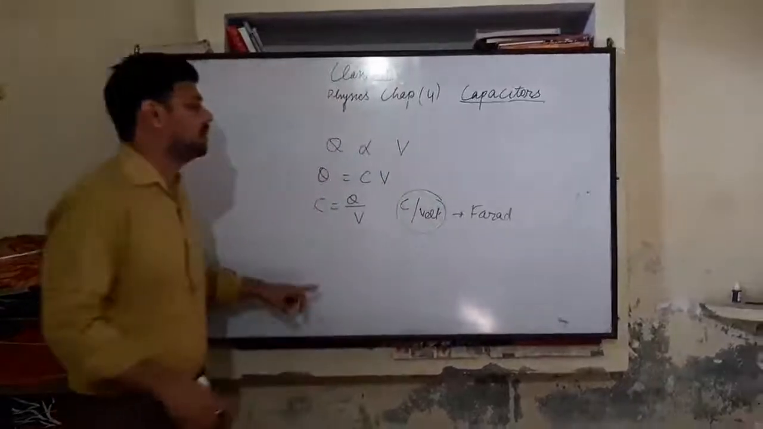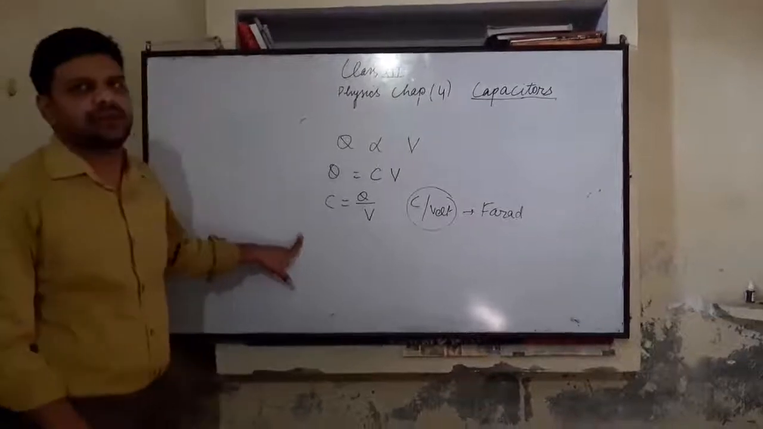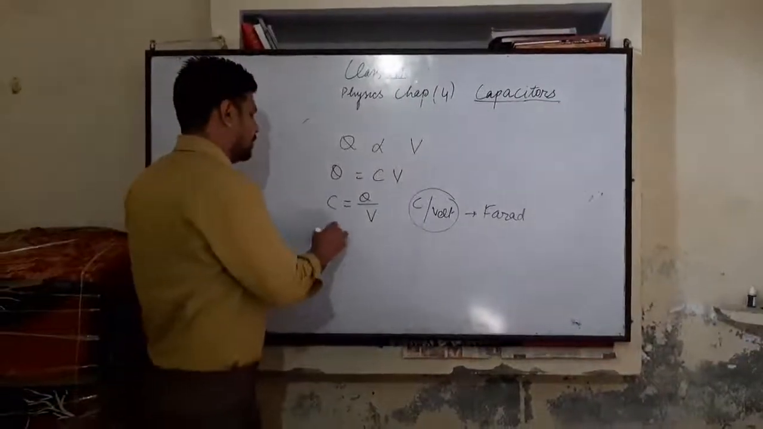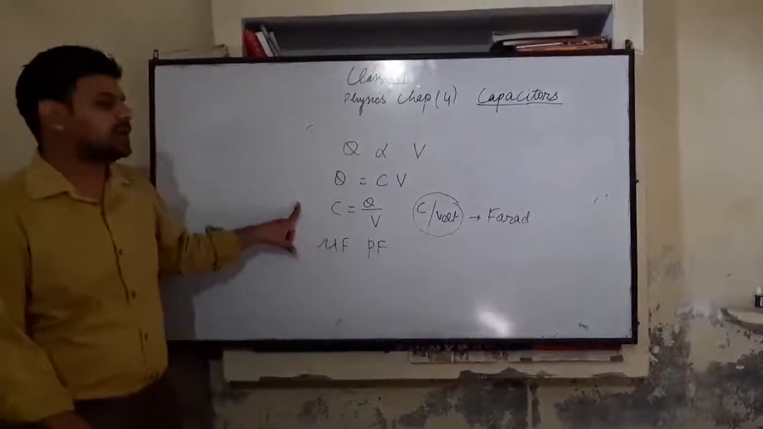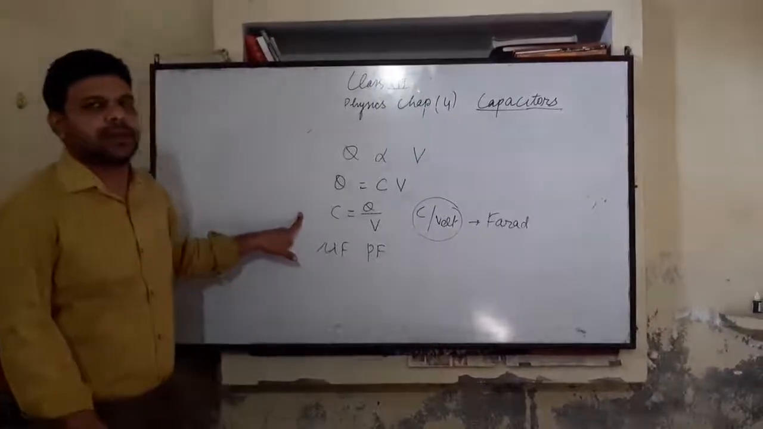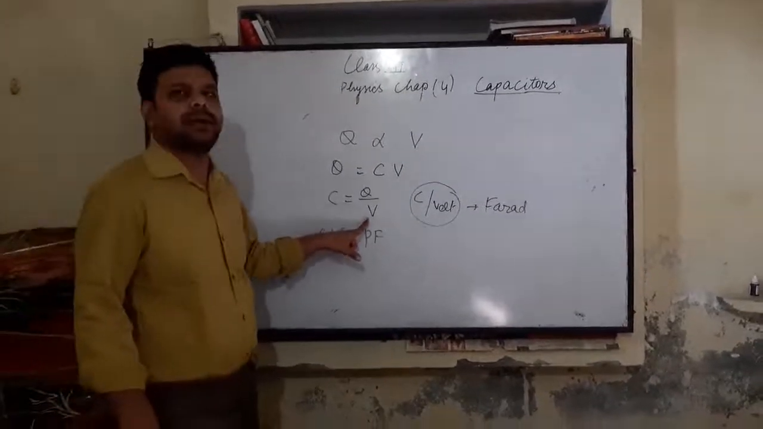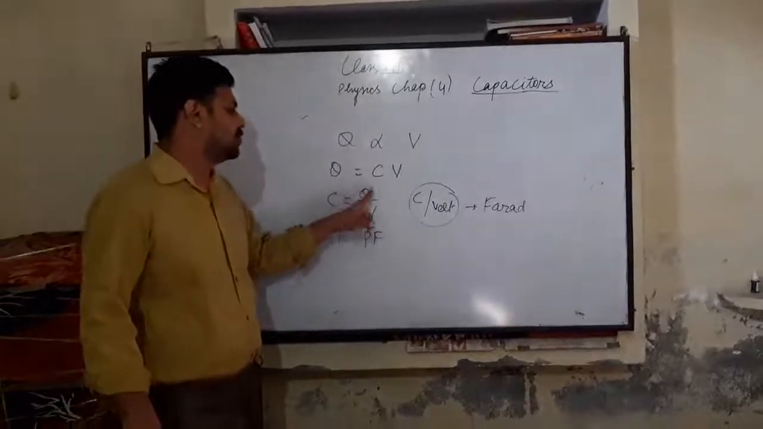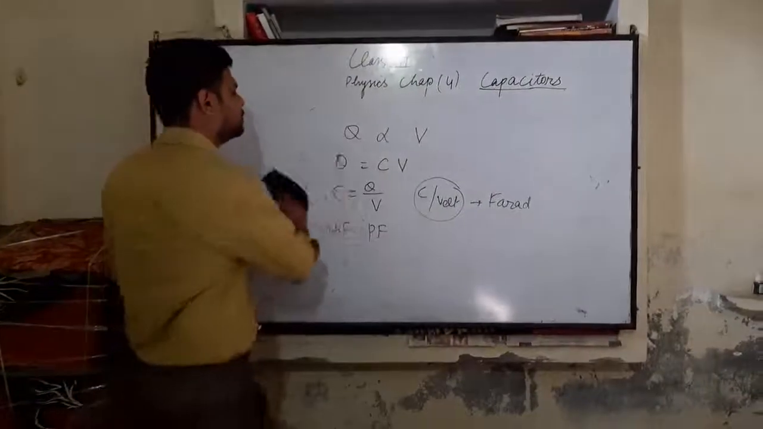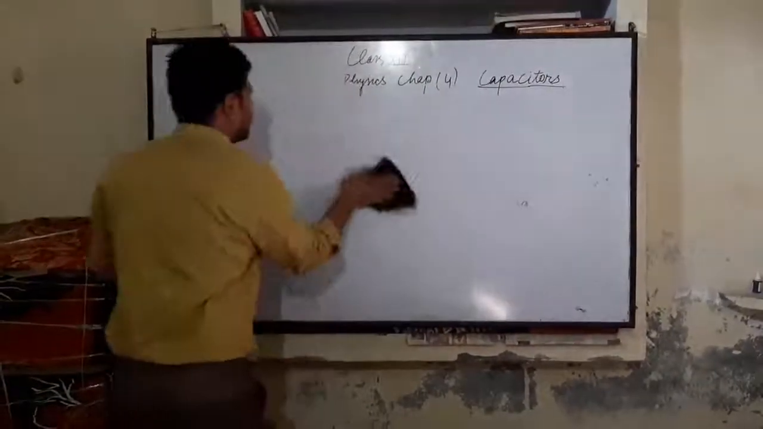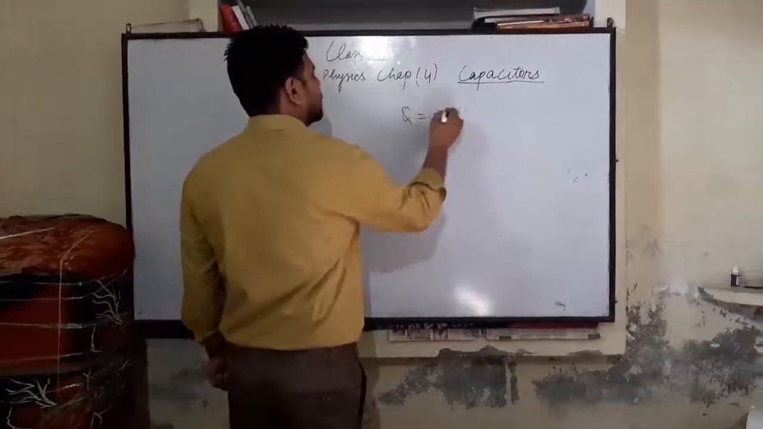Farad is a very large unit, so we show the capacitance of a capacitor in microfarad or picofarad. So always remember this relation. If you want to calculate the capacitance of a given capacitor, first we have to find the potential, and then by applying the formula C is equal to Q over V, we can find the capacitance of the given capacitor. So the relation is Q is equal to CV.